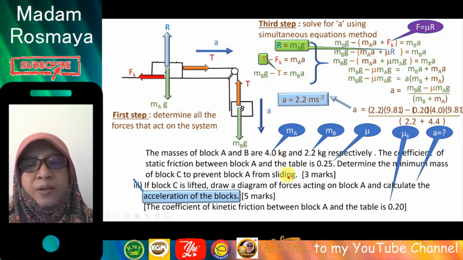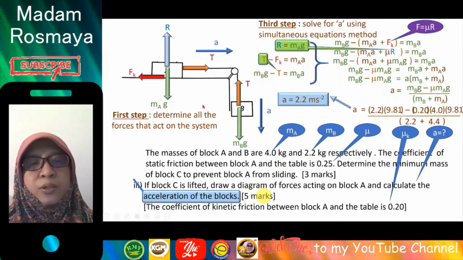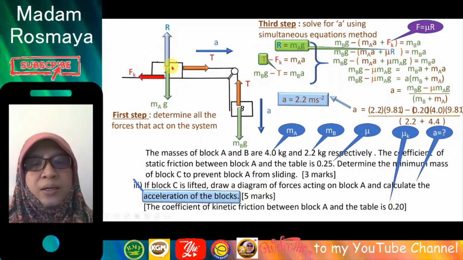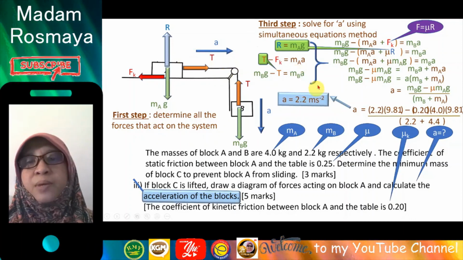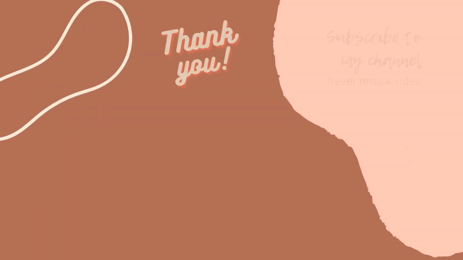Okay, so we've done all the questions. This third question is 5 marks: 2 marks for the diagram of forces and another 3 marks for calculating A.